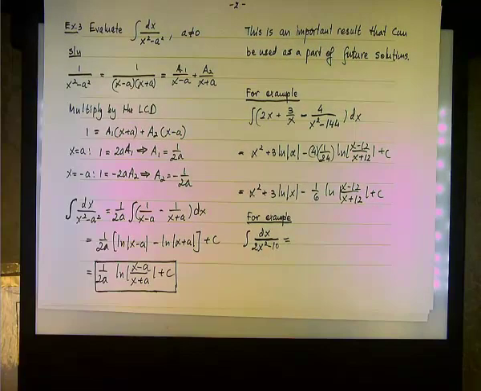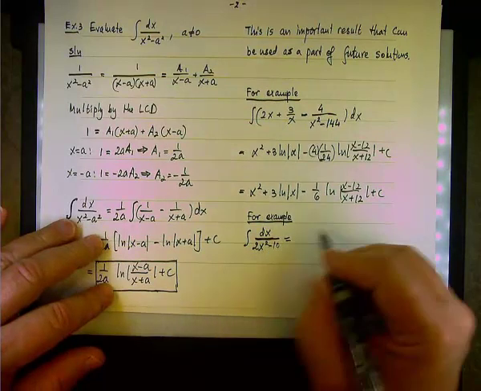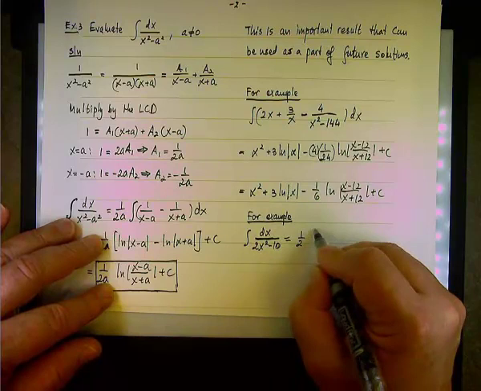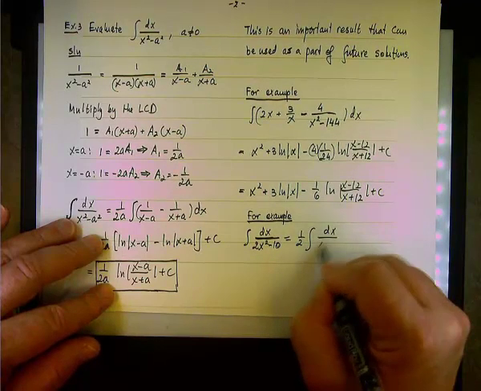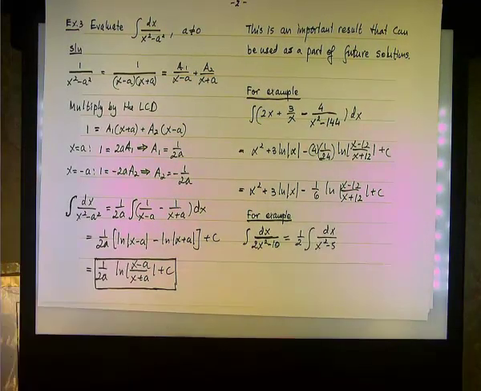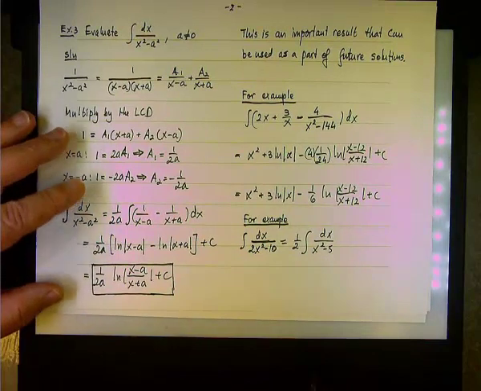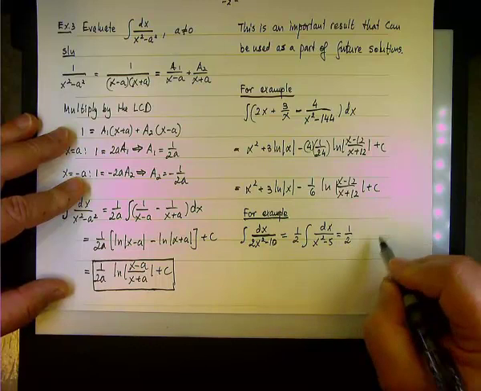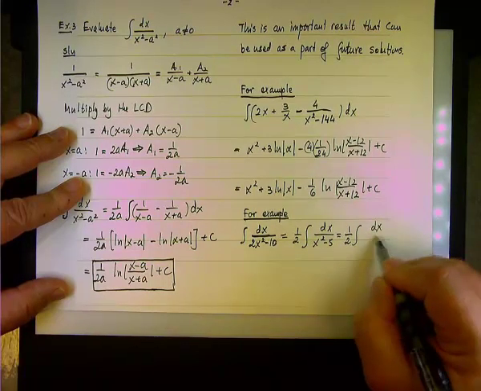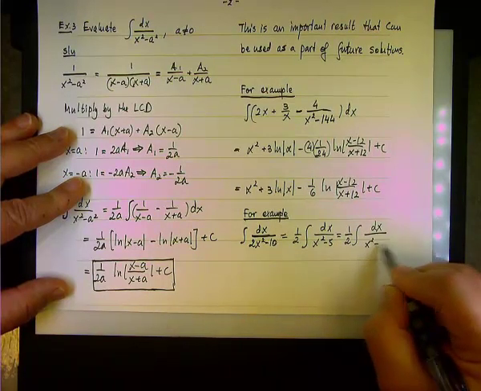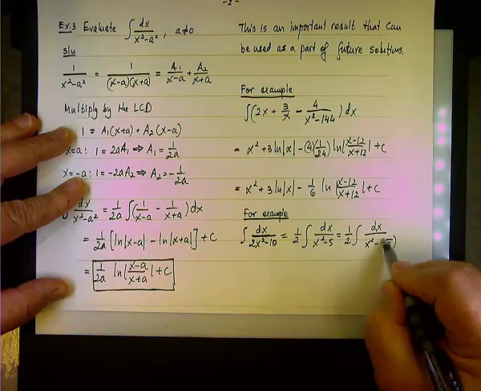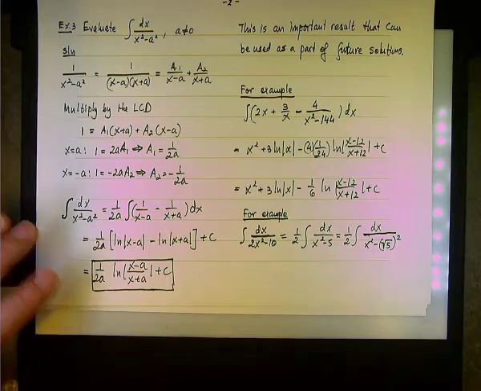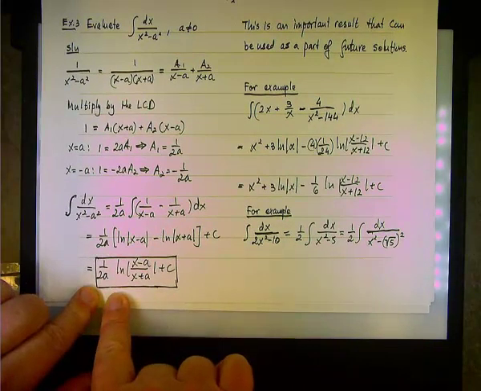Okay, so here's what we're going to do. I'm going to factor out the 1/2. So I have now the integral of 1/2 dx over x squared minus 5. Now, even though this is not a difference of two squares, I can arrange it such that it would be 1/2 integral of dx over x squared minus the square root of 5 squared. You see what I did? So now I can apply this result.